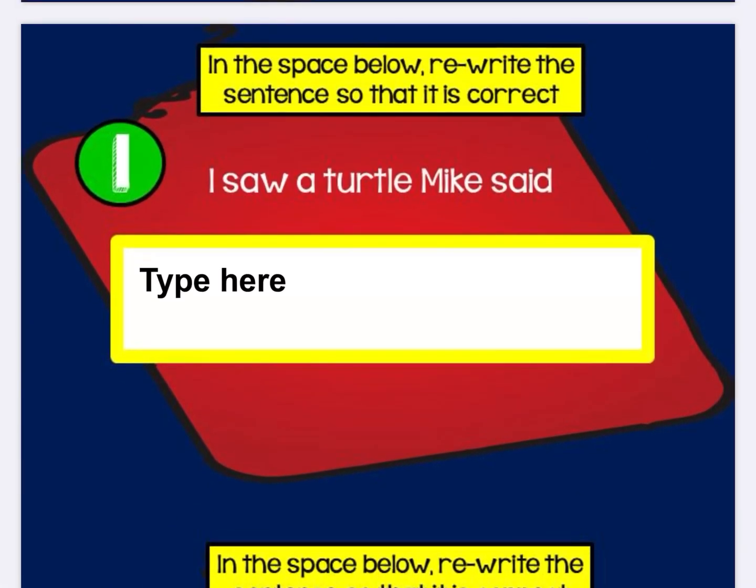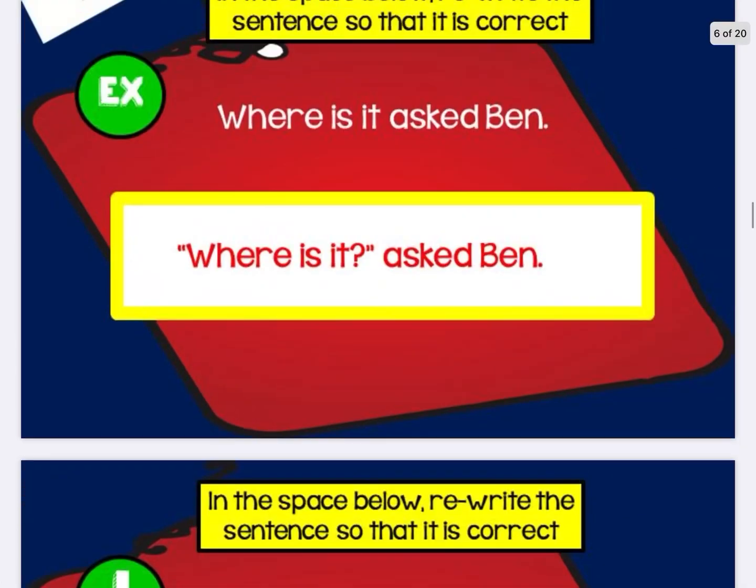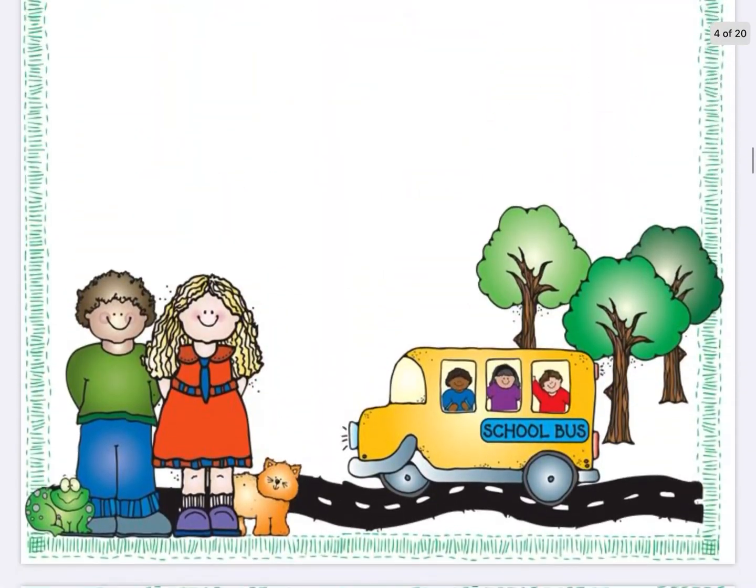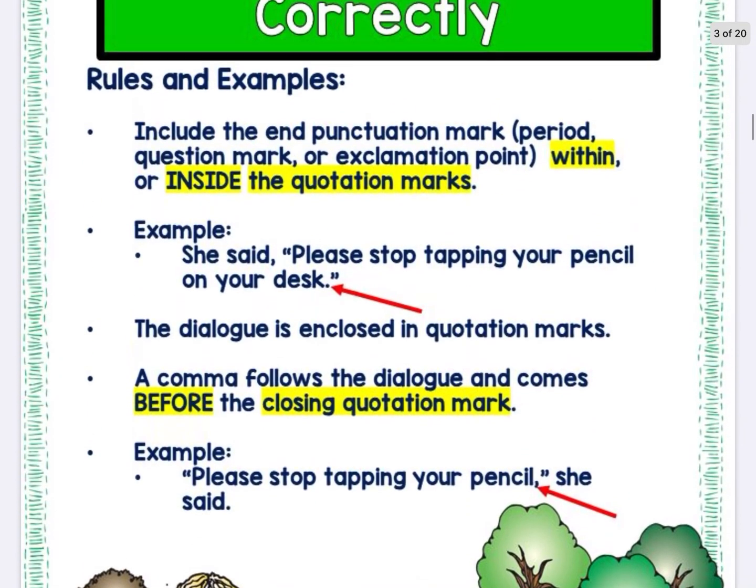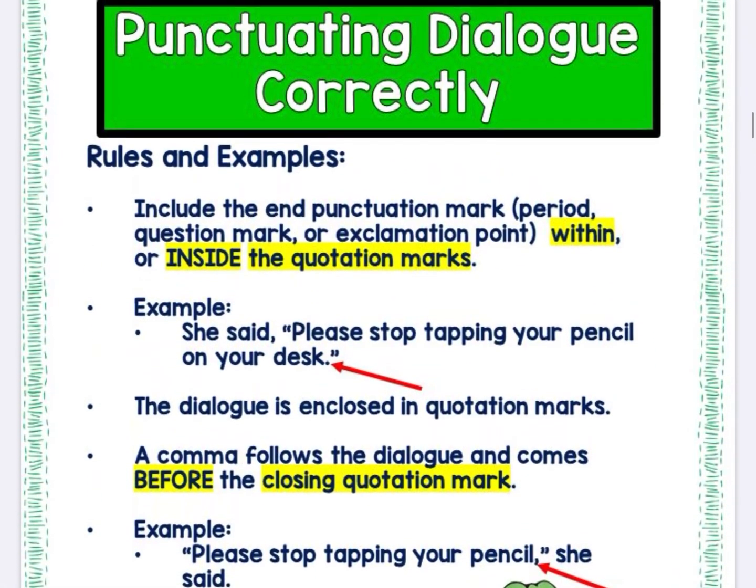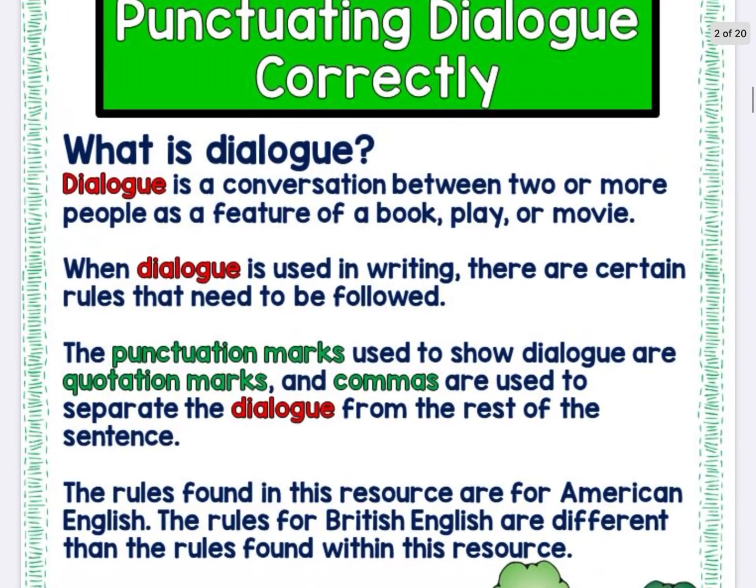So, for instance, it says, I saw a turtle, Mike said. You have to retype that exact sentence where it says type here, but you have to put the commas and quotation marks in the right places. So again, use the pictures that are down below. You can also go back and look at this video, but to make it easier, I'm going to put this picture down below. Open that picture and open this picture as well, and have those in other tabs to help you write those sentences on the task cards correctly with commas and quotation marks.